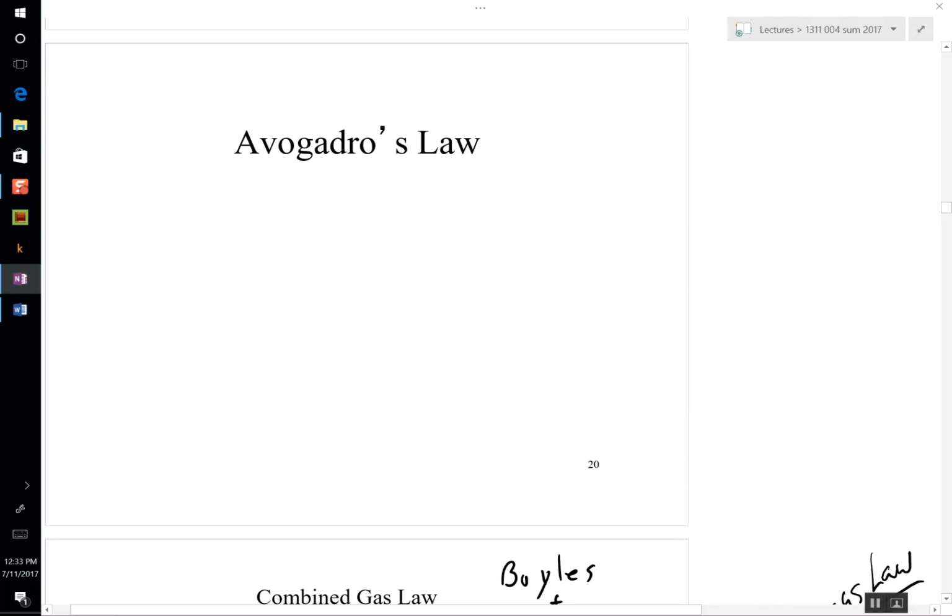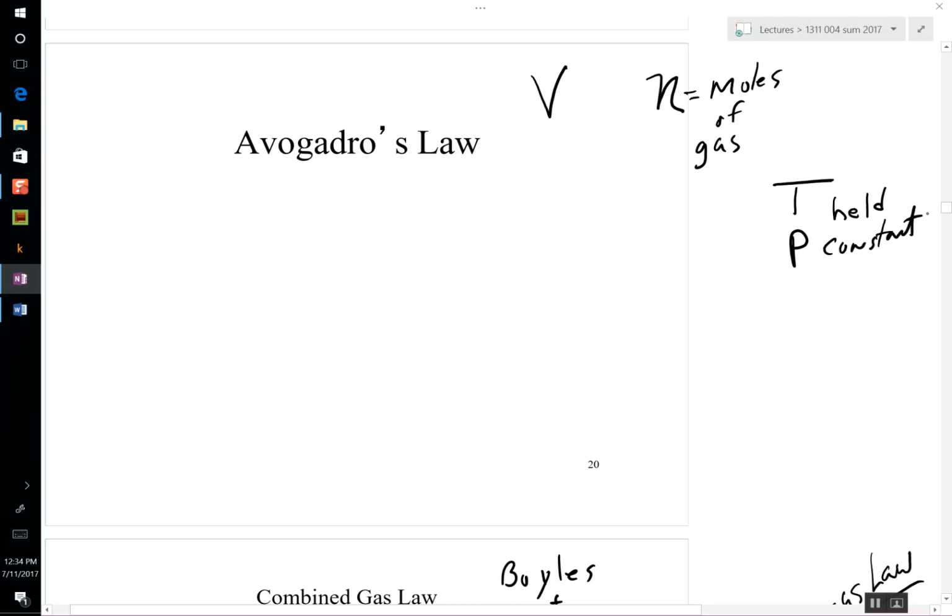So Avogadro said, I am going to look at the relationship between volume and the number of moles of the gas. So what is he holding constant? Temperature and pressure. So he's not varying pressure, he's not varying temperature. Avogadro's law. It's as simple as this. It's as simple as blowing up a balloon.